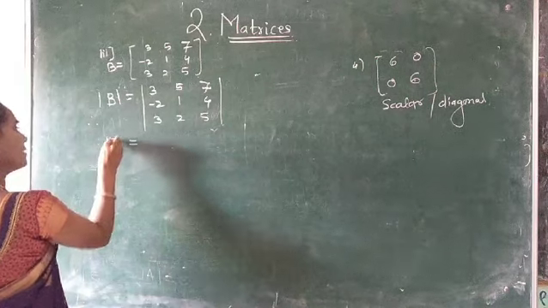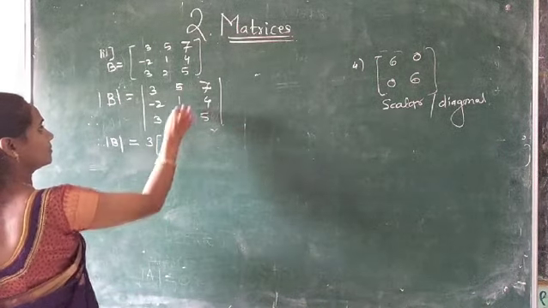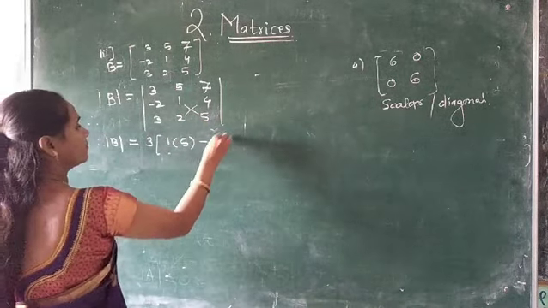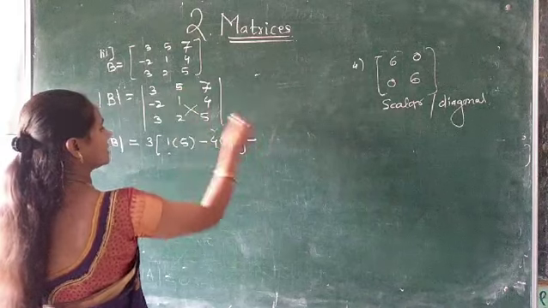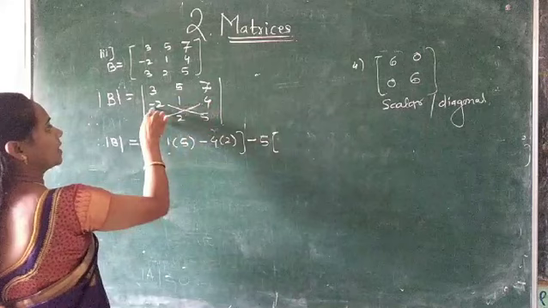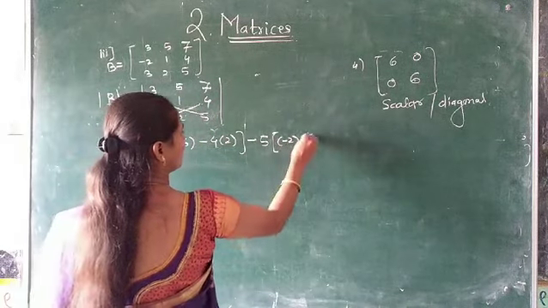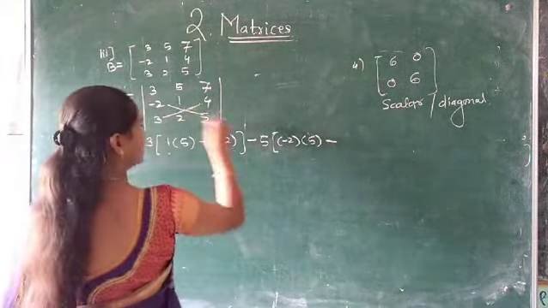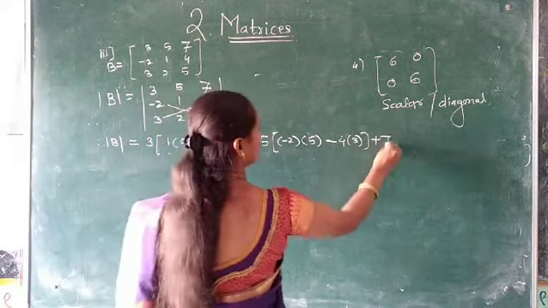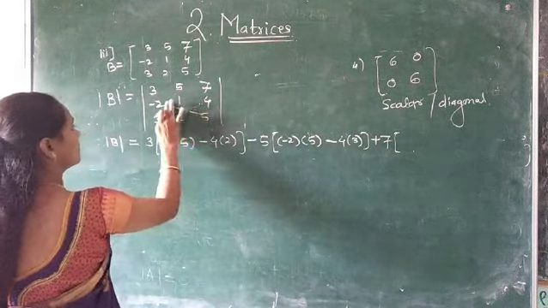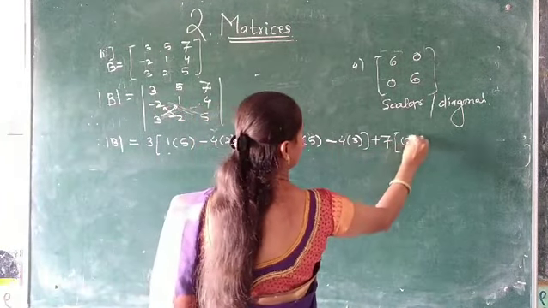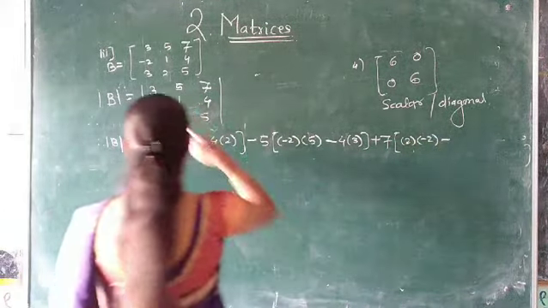Therefore, determinant B is equal to 3 into the product of these two, 1 into 5 minus 4 into 2. My next middle sign is minus, and 5 into minus 2 into 5 minus 4 into 3. Plus 7 into the product of these two, minus 2 into 2 minus 3 into 1.